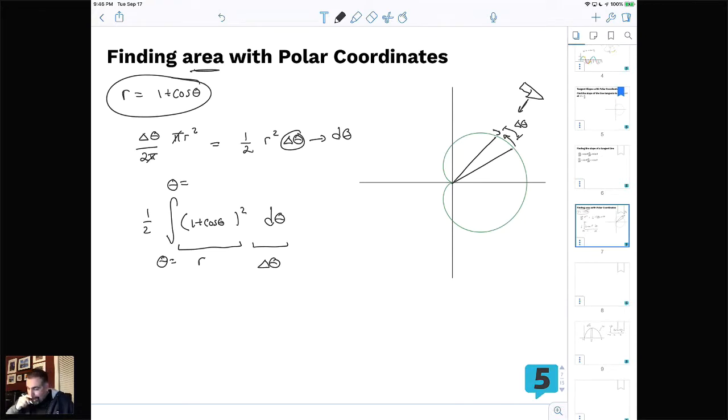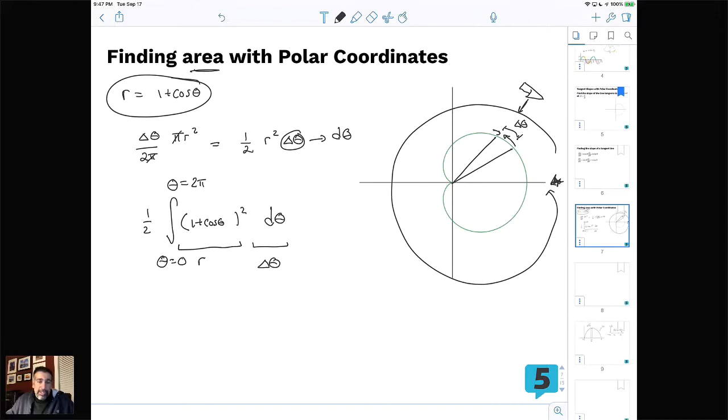And now the question is, where's our first slice? Well, our first slice is going to happen right here, and that's at theta equals 0. And then we're going to keep slicing all the way around the circle until we get back to where we started, and we're going to go all the way around to 2 pi. That is one answer that would give us the area of this shape, okay?